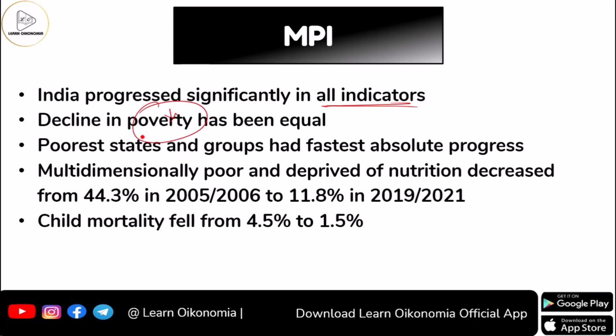And also the poorest state in India could grow very fast, and we are just looking at the absolute progress here. And the category of multidimensionally poor and deprived of nutrition had also come down. Also, we could see that child mortality in India fell very drastically from 4.5% to 1.5%.